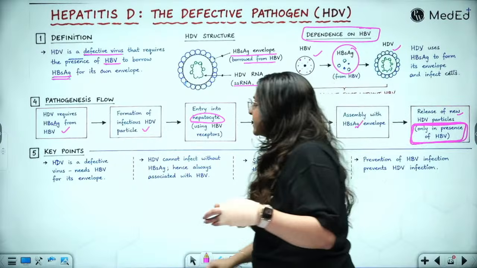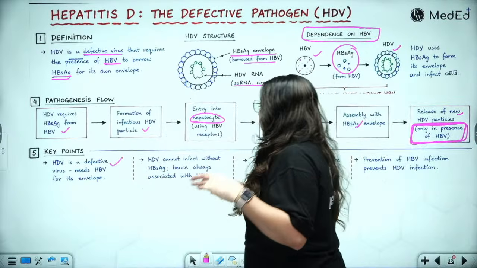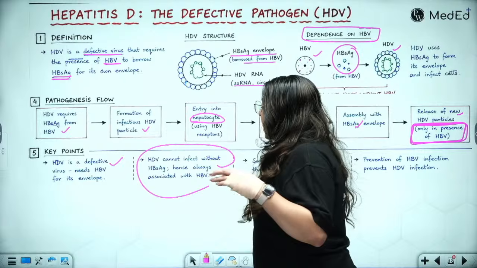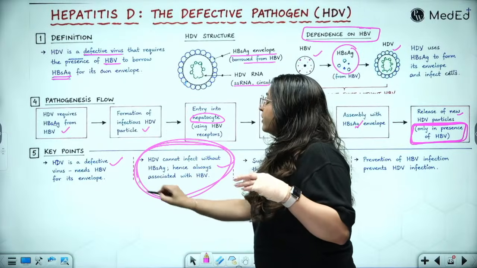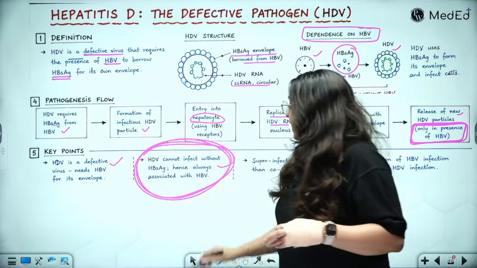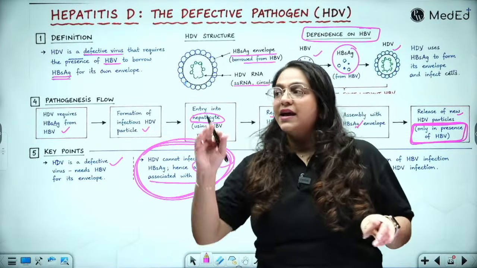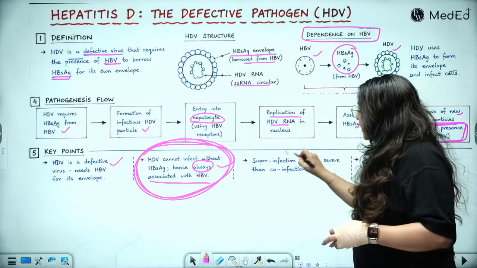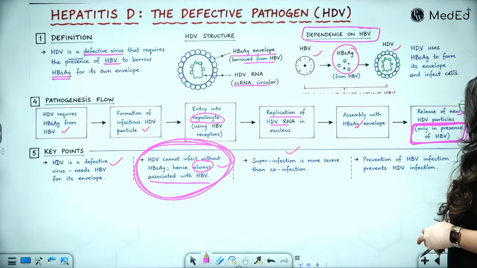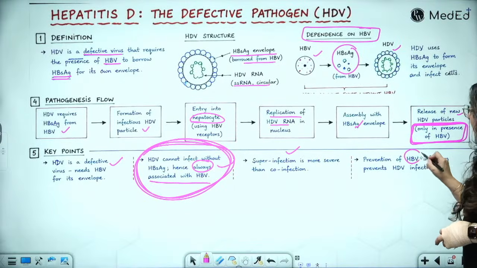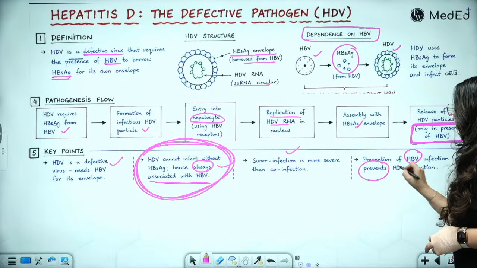What are the key points? It is defective, it needs HBV. It cannot infect without HBsAg. Therefore, a hepatitis D infection is always associated with the hepatitis B virus infection. Okay. Super infection is always more severe than co-infection, and prevention from HBV can prevent from HDV.